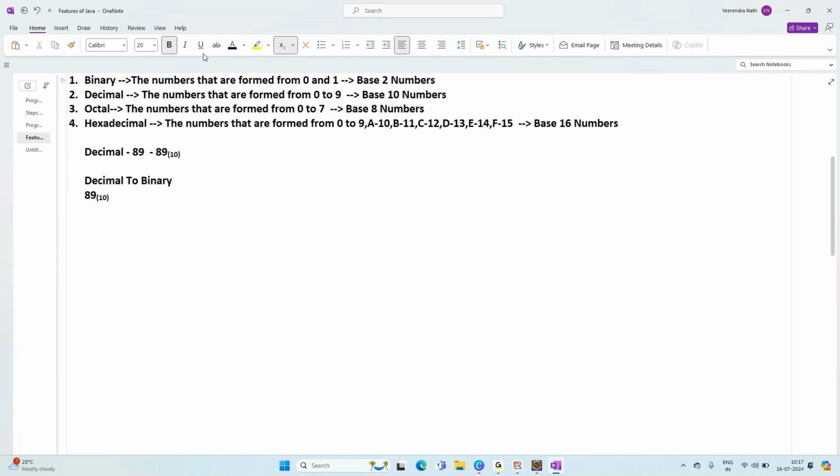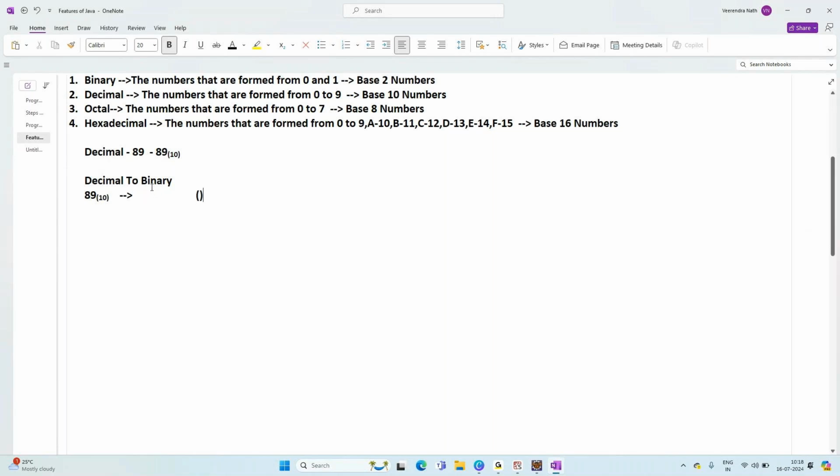Understanding my point? So what is our aim now? Our aim is to convert 89 into what? Into base 2.